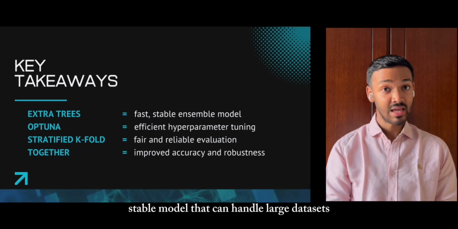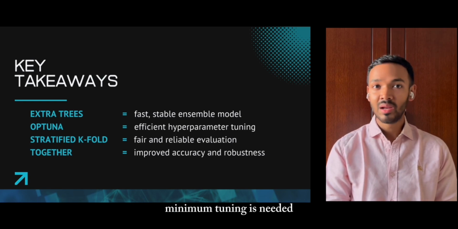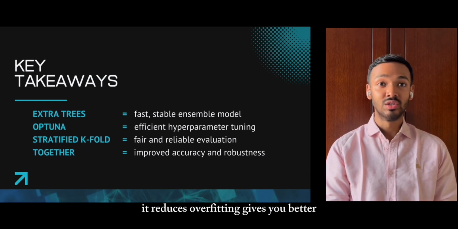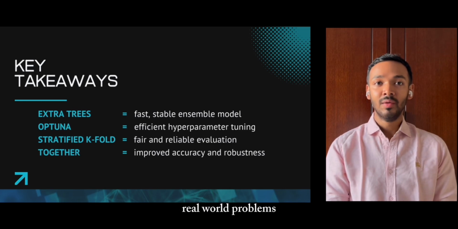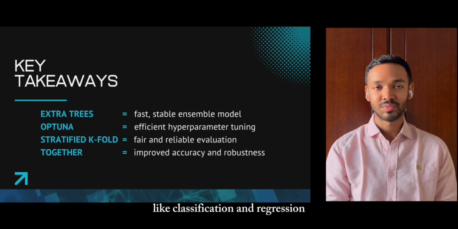Here are your key takeaways. ExtraTrees is a fast, stable model that can handle large datasets. Minimum tuning is needed to get great results. It reduces overfitting, gives you better, more reliable predictions, and it's perfect for tackling real-world problems like classification and regression.